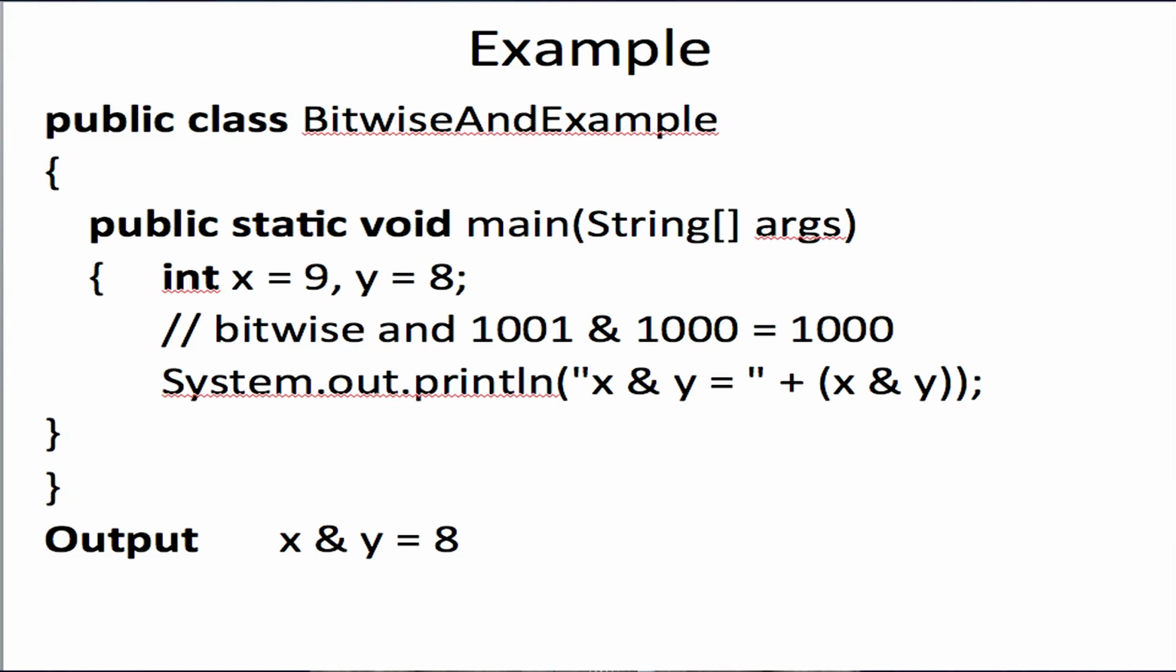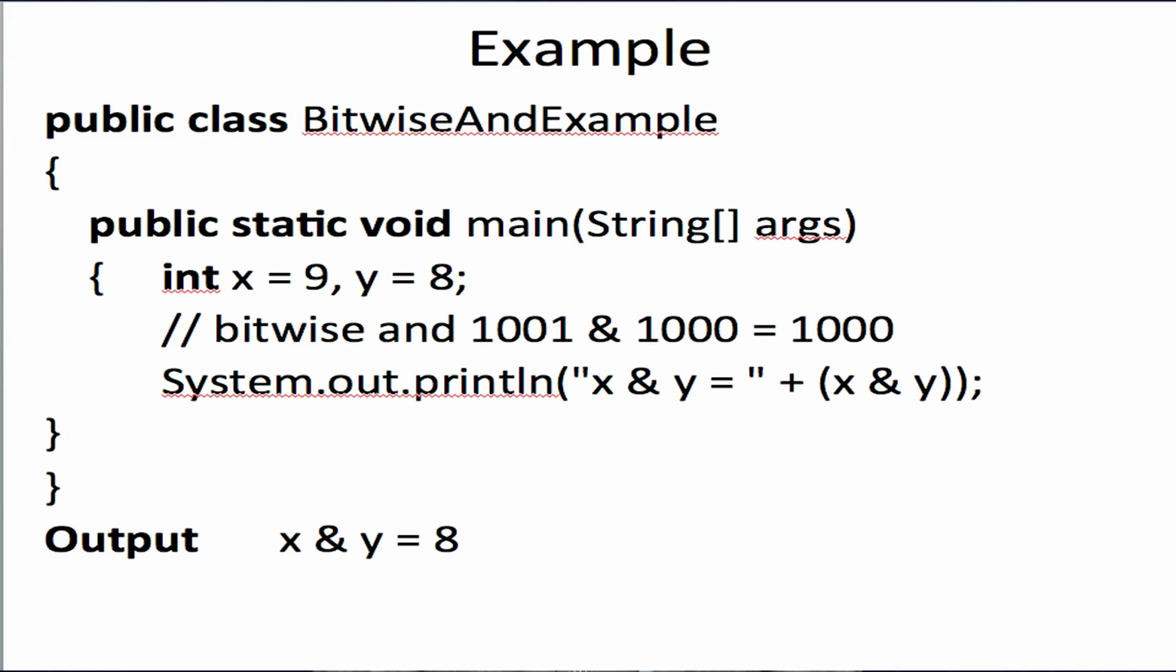So the first variable x equals 9 and y equals 8. The two different values are passed to x and y. You can see here the binary representation of 9 is 1001, and the binary representation of 8 is 1000. According to this table, if both are 1, then it will be 1, and if either x or y is 0, then the output will be 0.